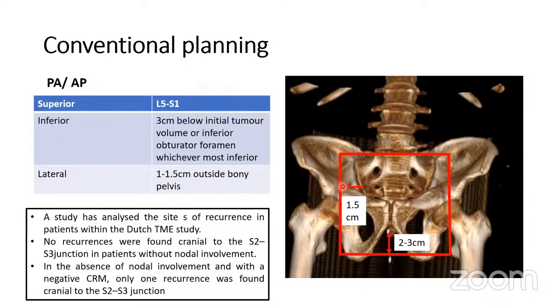But nowadays, based upon the Dutch TME study patients' recurrence patterns, they have found that they hardly find any recurrence above the level of S1-S2 or S2-S3. Especially in patients with no high-risk features, like no nodal involvement and negative CRM, only one recurrence was found cranial to the S2-S3 junction. So this has allowed us to lower our upper border to S1-S2 at least, especially in patients with no high-risk features, which will contribute to a reduction in GI toxicity because of the small bowel dose.